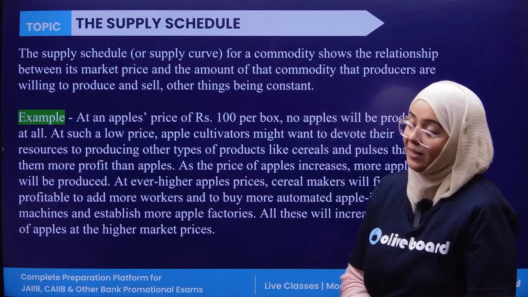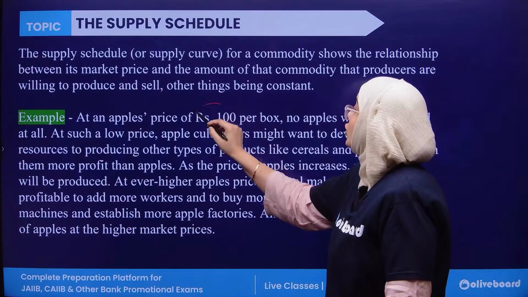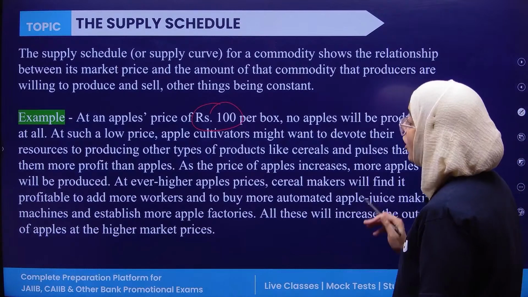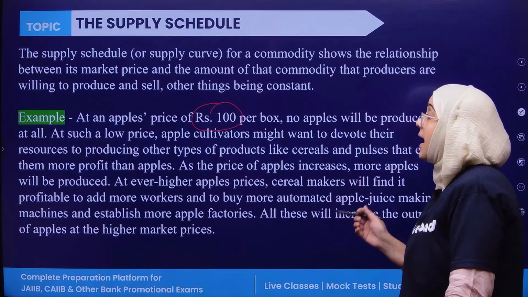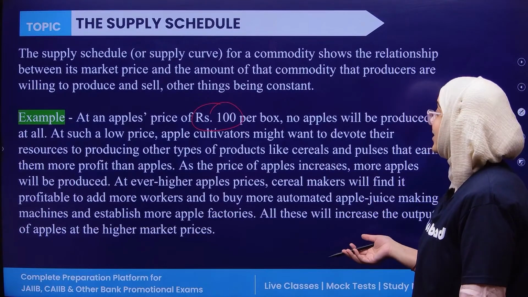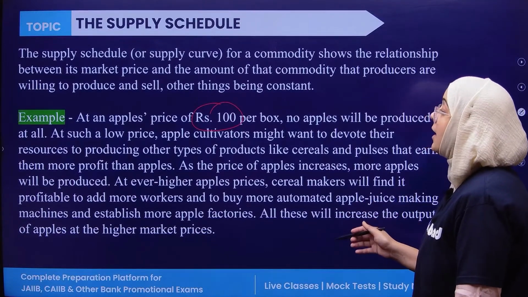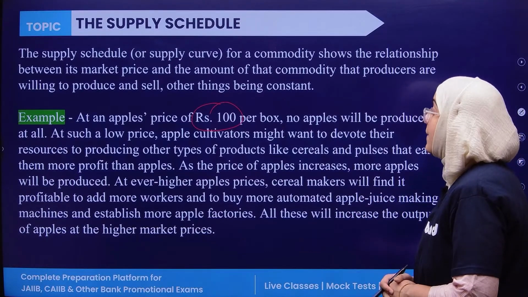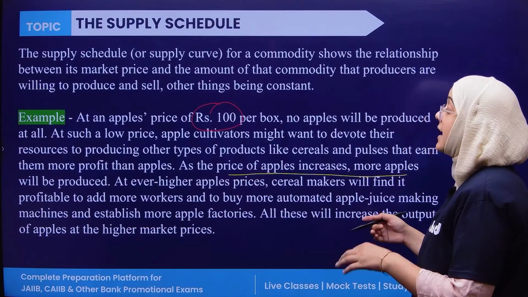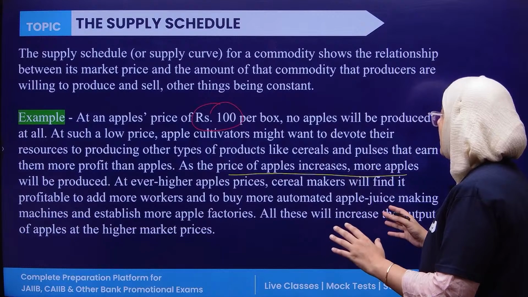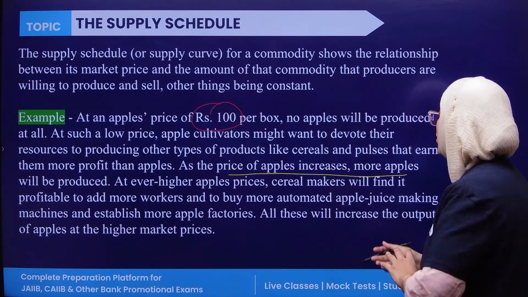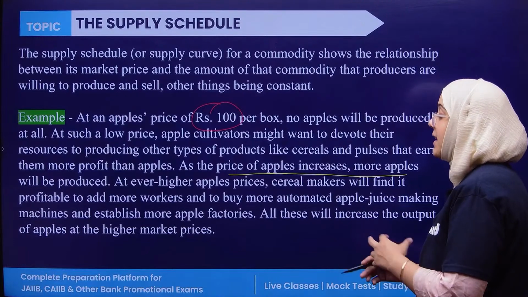There is an example. For example, an apple which is priced at 100 rupees per box, no apple is produced at all, because at such a low price the apple cultivators might not want to devote all their resources to this crop. But as the price of the apple increases, more apples will be produced. At ever higher apple prices, producers will want to be profitable and add more workers and buy more automated apple juice making machines, etc.